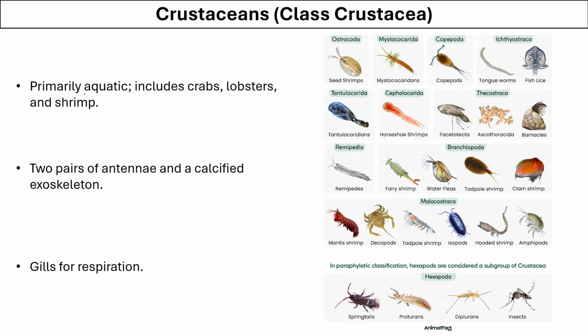Crustaceans are usually aquatic. The main examples of this group are crabs, lobsters, and shrimps. They have a pair of antennae on their head which helps in navigating their environment, and they have a calcified, very thick, strong exoskeleton. And because they are usually present underwater, they use gills for respiration, just like the fish does.